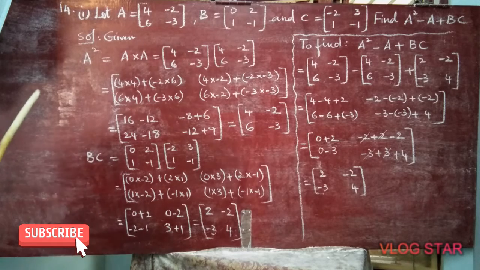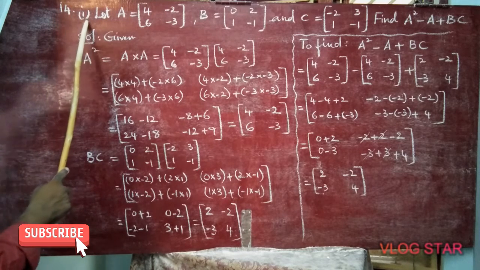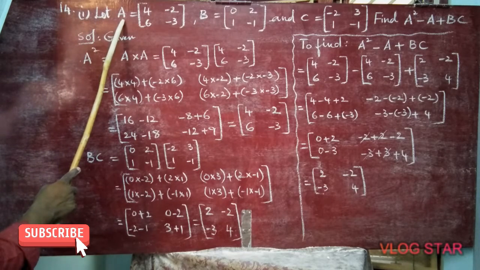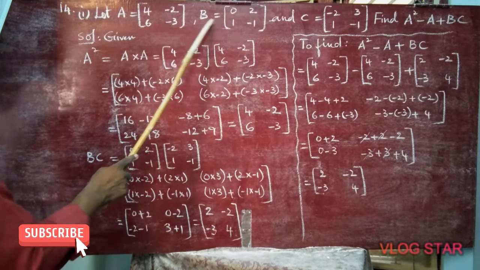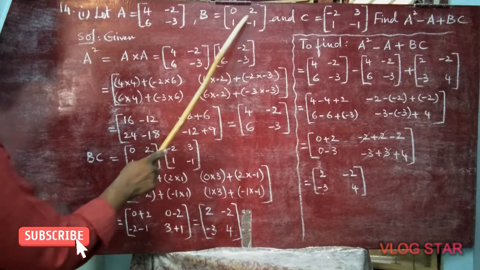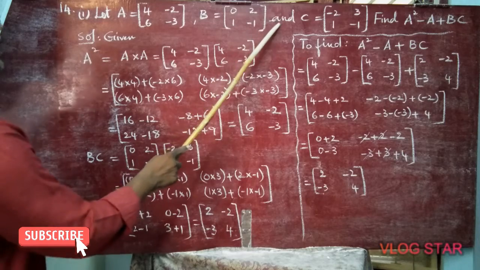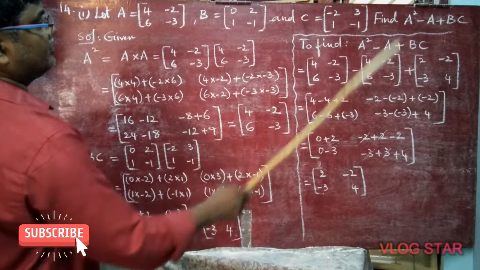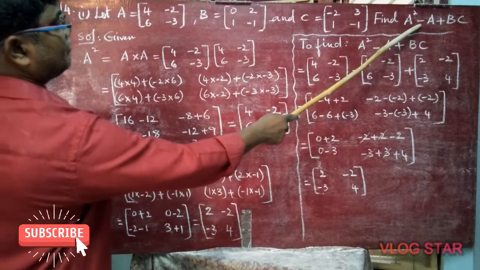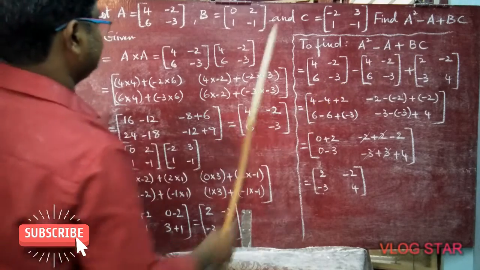14th problem. In 14th problem, first bit. Let A, they have given matrix 4, minus 2, 6, minus 3. B is equal to matrix 0, 2, 1, minus 1. And C is equal to matrix minus 2, 3, 1, minus 1. Find A square minus A plus BC.